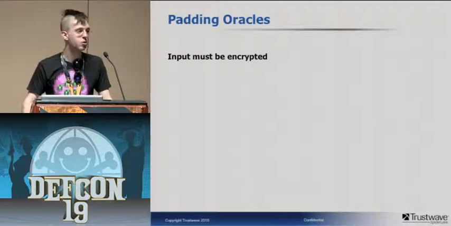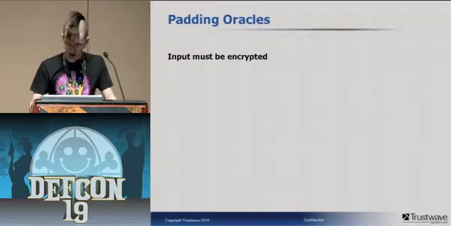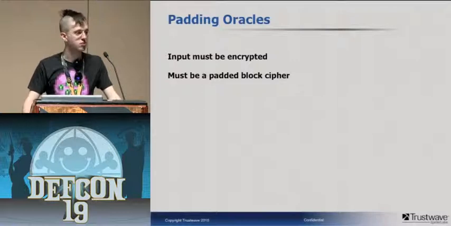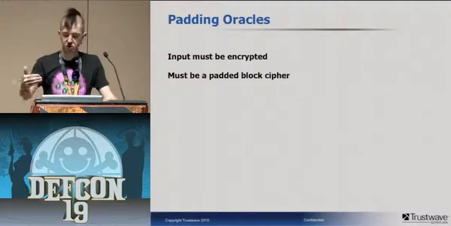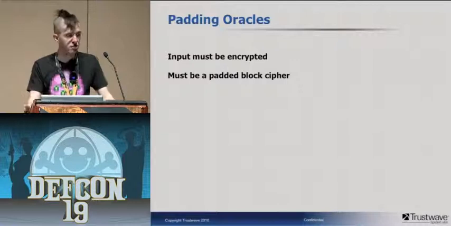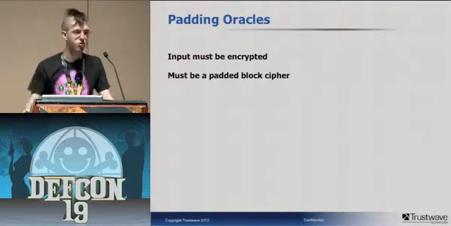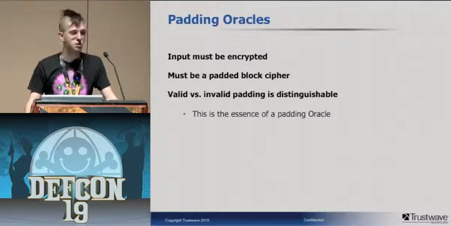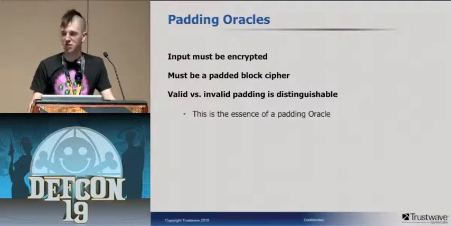So I wanted to mention padding oracles as well. With a padding oracle, the input has to be encrypted, and it has to be with a padded block cipher. With stream ciphers, you're encrypting one byte by one byte, so the end of the plain text is just where the text ends, and not where you've put some arbitrary marker. It also has to be distinguishable when you've passed something in that has valid padding or invalid padding. And this is the essence of a padding oracle.